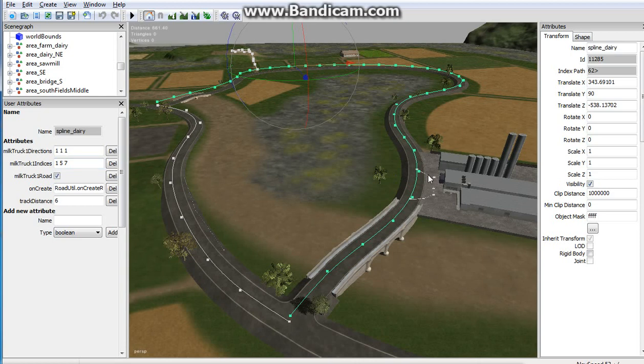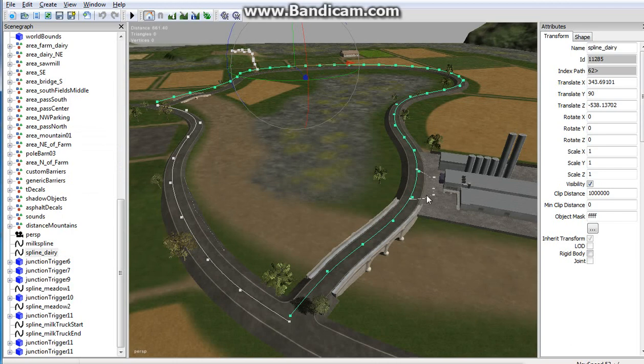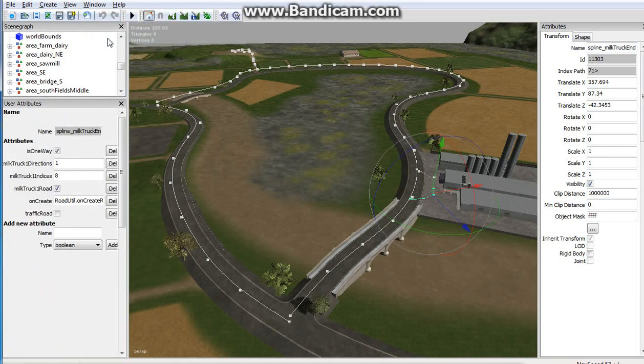He leaves zero, goes on to the next. This is zero, this is one. Right here in this one. Direction one. Okay, now when he comes up to these other two and comes back to the spline, this is counted as five, still direction one. As he goes down here, this is six, this is seven, still direction one. Milk truck end, index eight, still direction one.